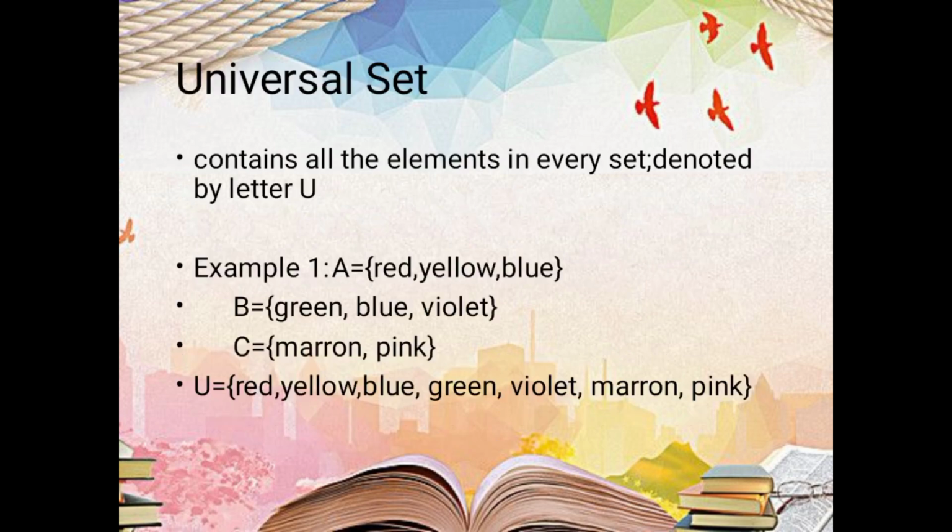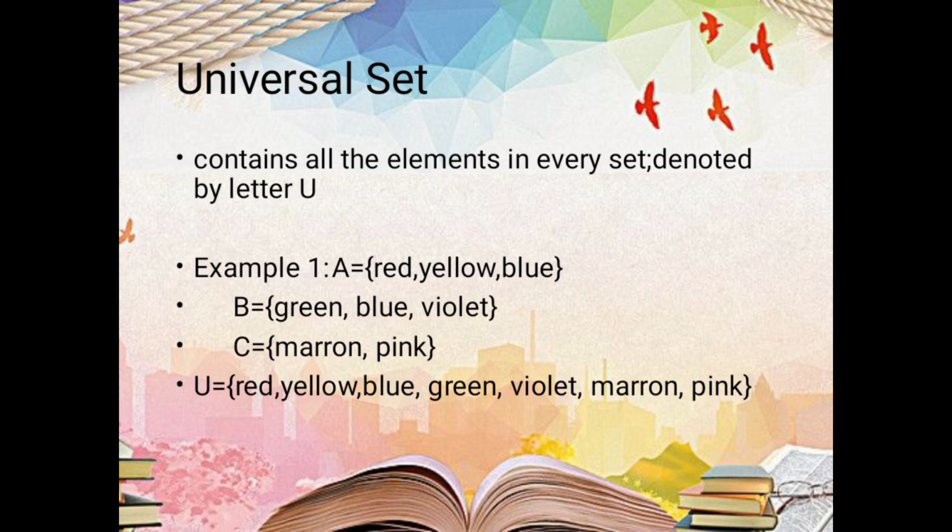Next, we will discuss the universal set. The universal set contains all the elements in every set and it is denoted by the letter U. Example number 1. A is equal to red, yellow, blue. B is equal to green, blue, violet. And C is equal to maroon and pink. So the universal set is equal to red, yellow, blue, green, violet, maroon, and pink.